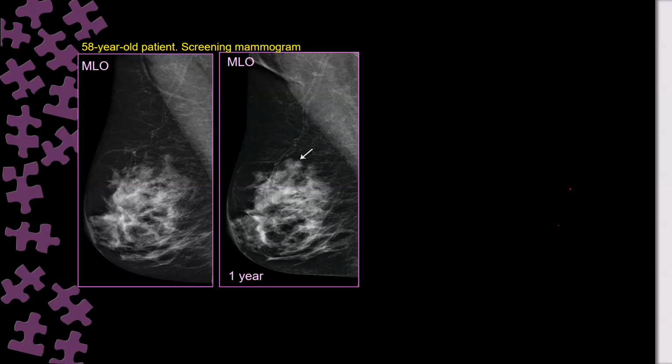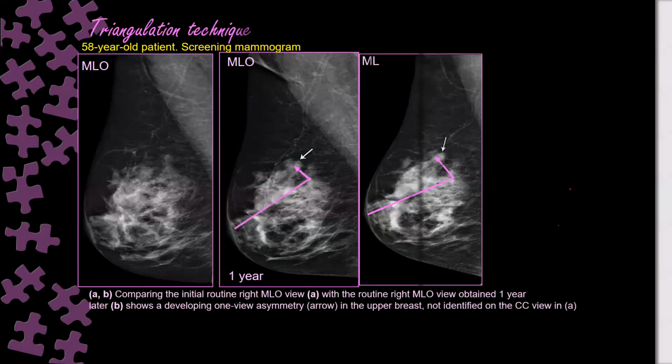No, before spot magnification, I can do a lateral view. It is present on the lateral view. What is the difference between the MLO and the lateral view? It is more conspicuous. It is there, and being there means it is real. There is a true difference.